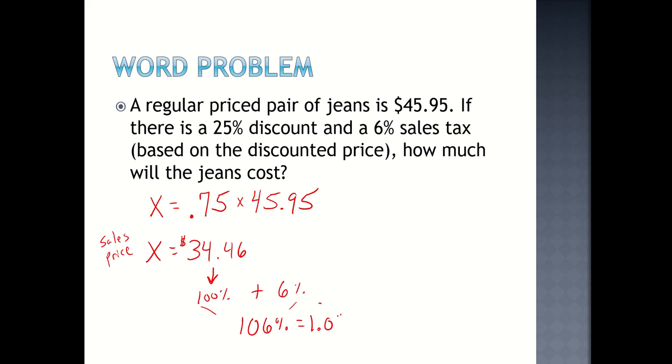It is 1.06. So you could calculate what is 6% of 34.46 and add it to that, or you can just think about it as, well, this is 100%. We're adding 6% to that. So the way we do this mathematically is 34.46 multiplied by 106%, or 1.06. This is going to be the price for the jeans plus the sales tax. 34.46 multiplied by 1.06, and we get $36, and when we round to the nearest cent, 53 cents. $36.53. There we are.